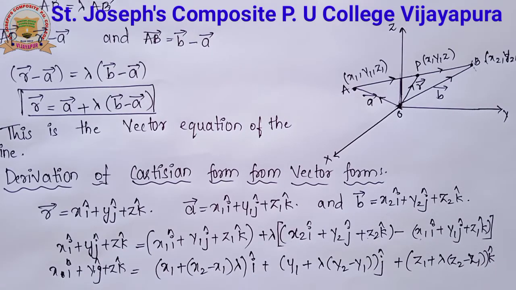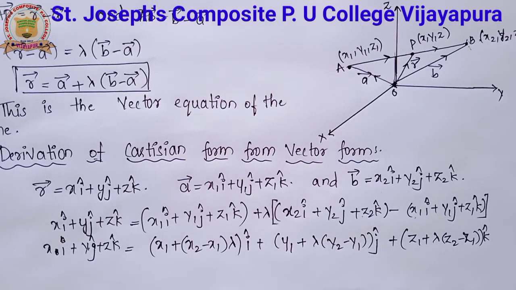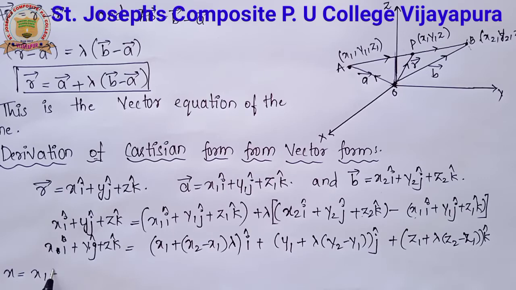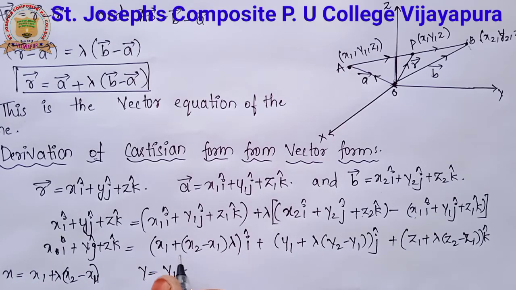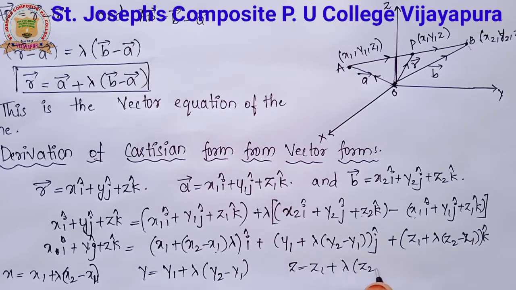So now comparing the coefficients of i, j and k, we get x equals x1 plus lambda of x2 minus x1, y equals y1 plus lambda of y2 minus y1, and z equals z1 plus lambda of z2 minus z1.